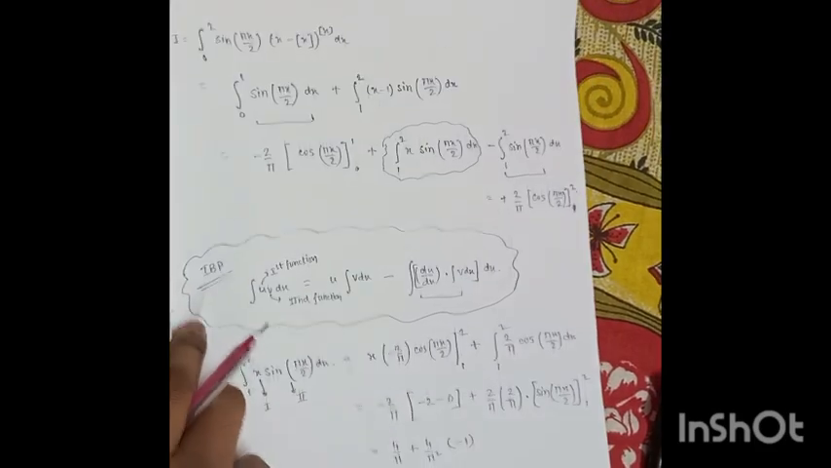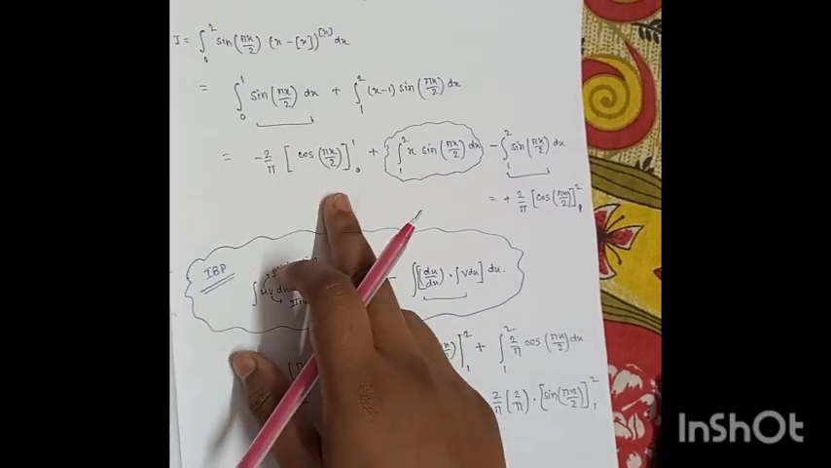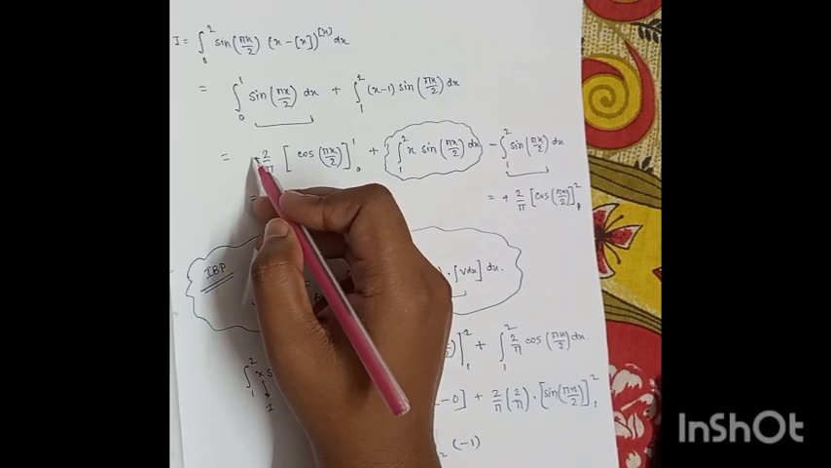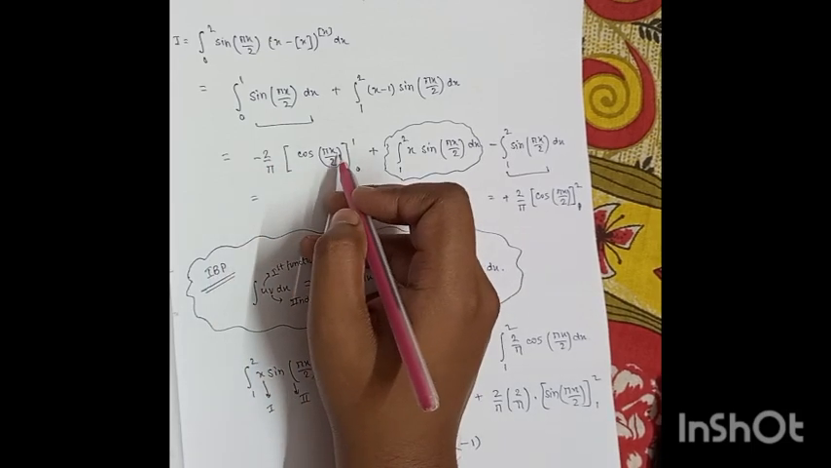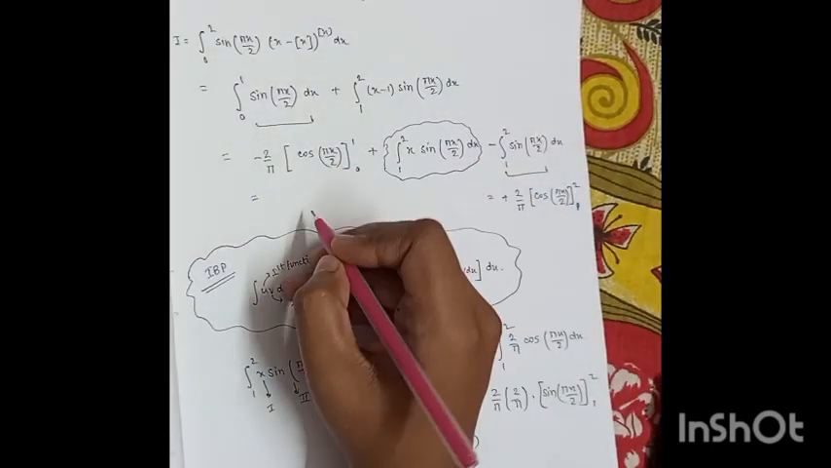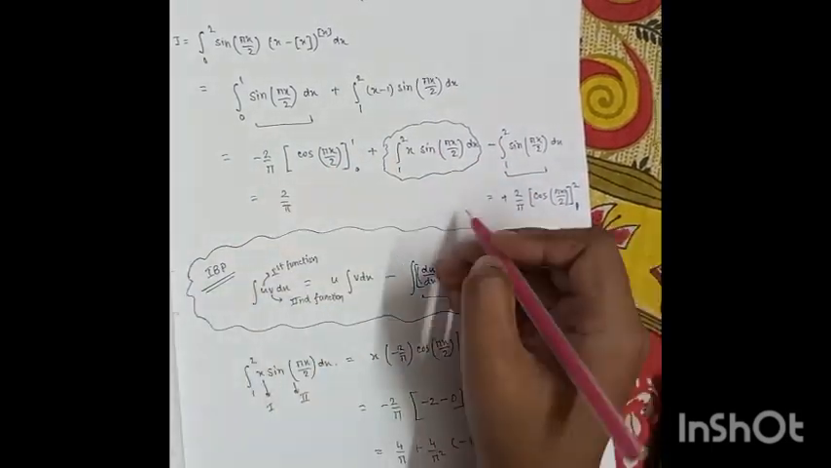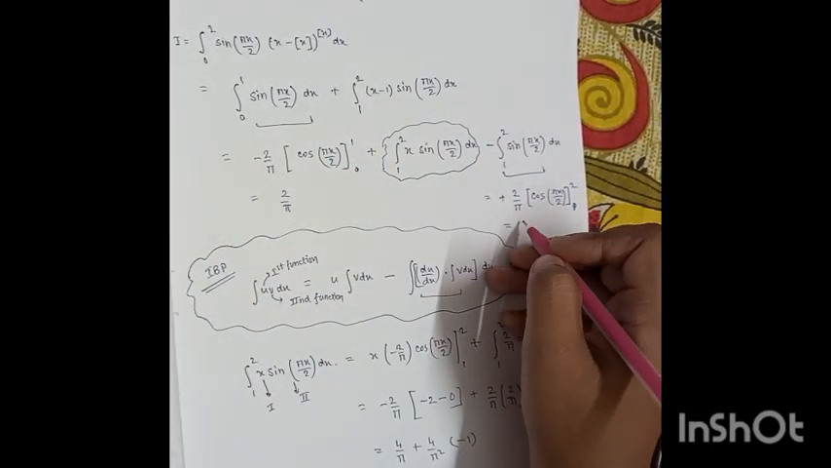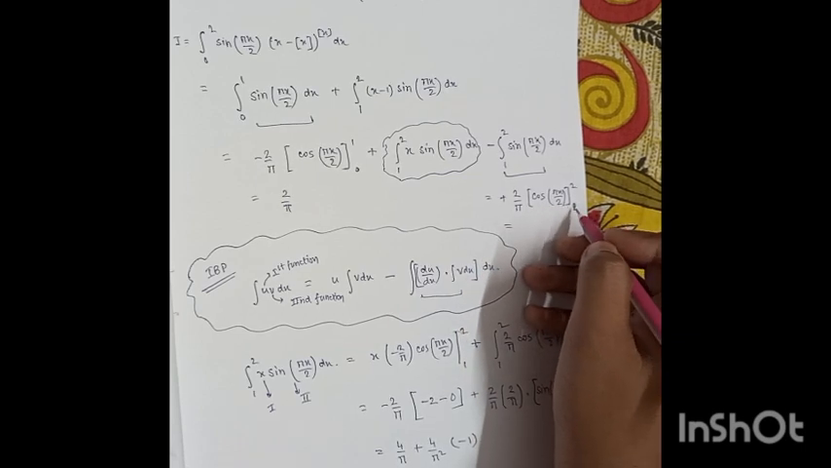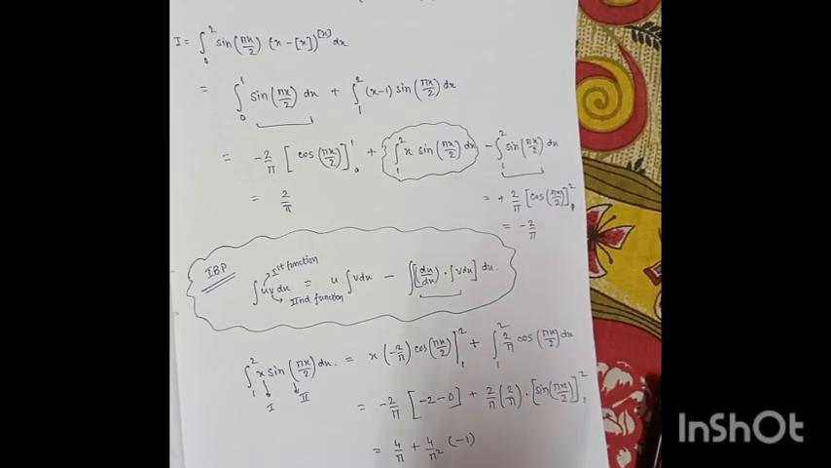Now if we calculate our previous integrals, then let us calculate them. So this will become minus 2 over pi cos of pi by 2 minus cos of 0, that is minus 1, so 2 over pi, and similarly here 2 over pi outside and cos of pi minus cos of pi by 2, so it is minus 2 over pi.